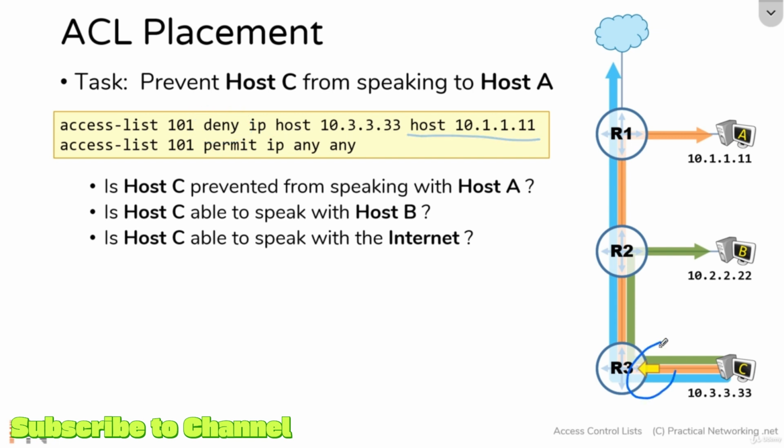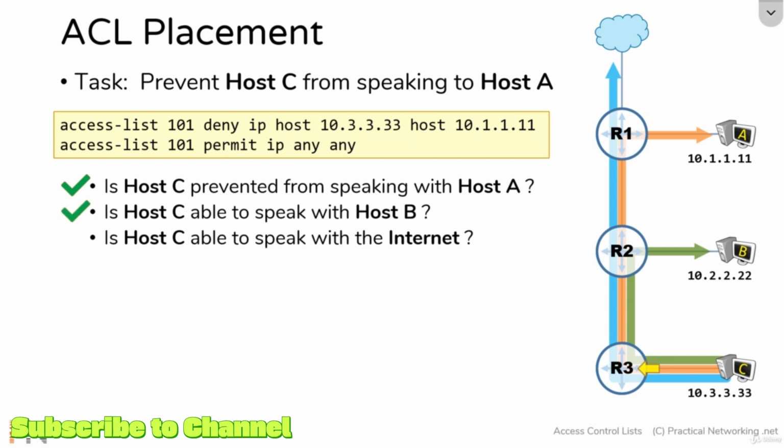Which means if we've applied the ACL right here, host C is indeed prevented from speaking to host A, but the traffic from host C to host B is going to have a different destination IP address. That's going to have a source of 10.33.33 and a destination of 10.22.22, so it's not going to match that line. It will instead match our permit IP any. Which means even though that traffic is going through our access list, it is being allowed through.